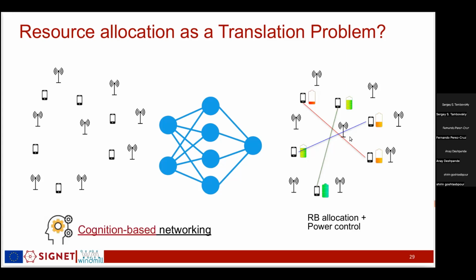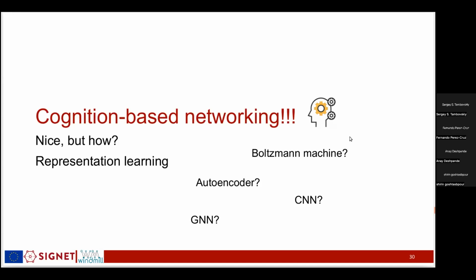And this is what we call cognition-based networking. And what do we mean by cognition? Just like language translation, we read all the text, decode it, move it to some latent feature space, and decode it again to the target language. This is what we consider as cognition-based networking.